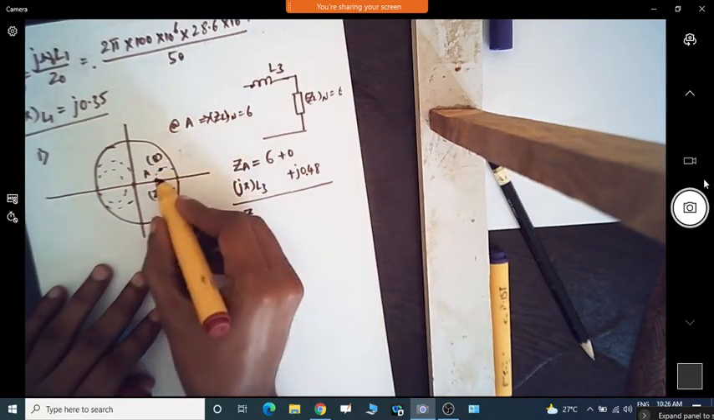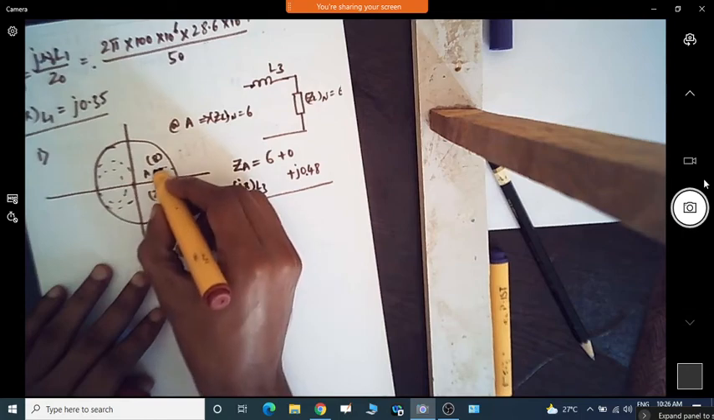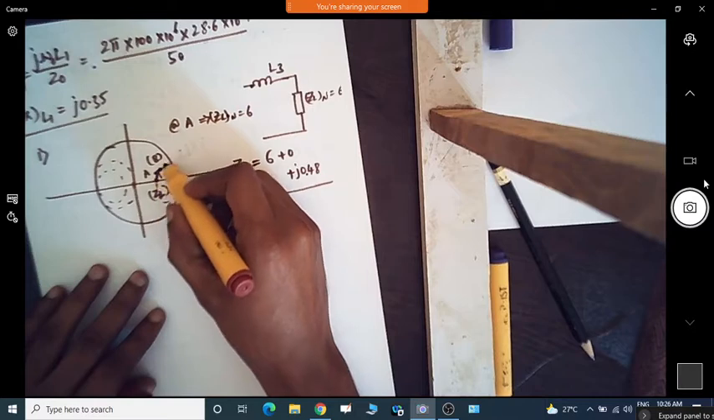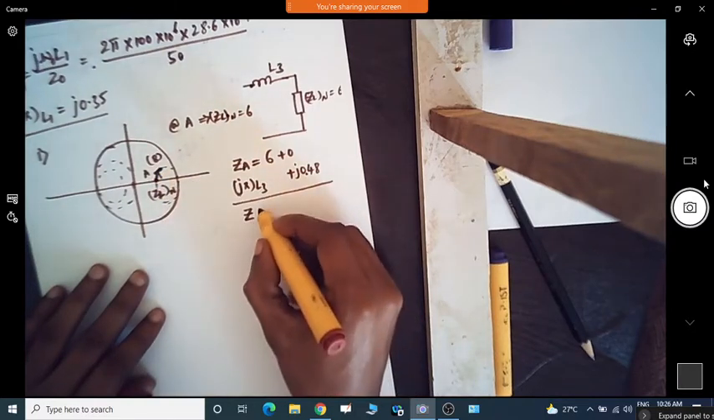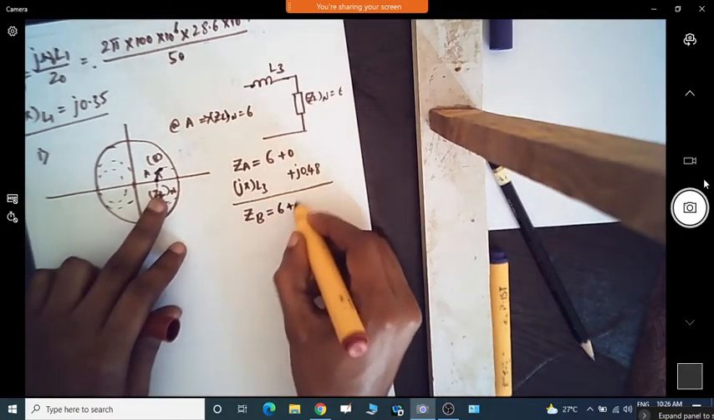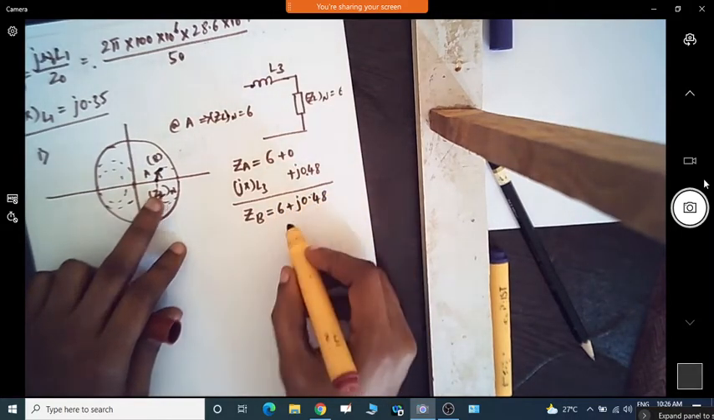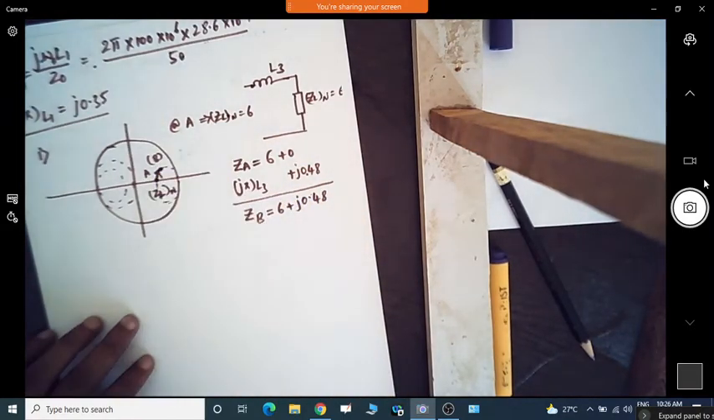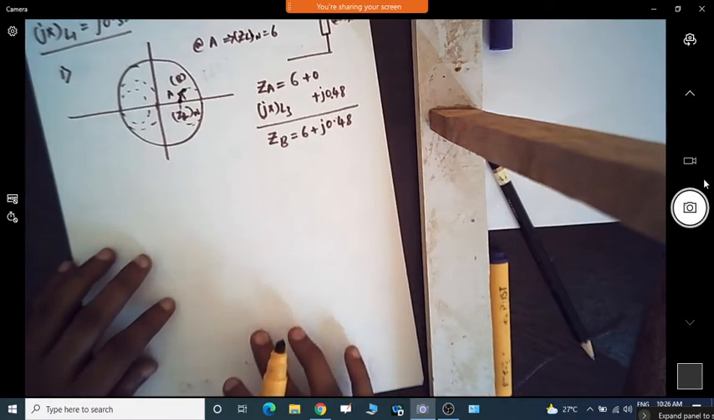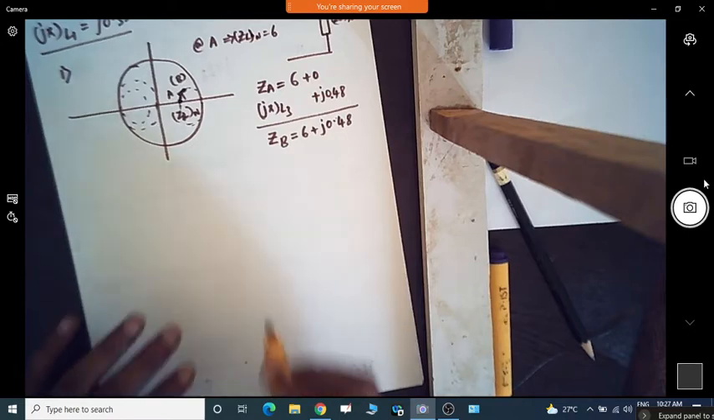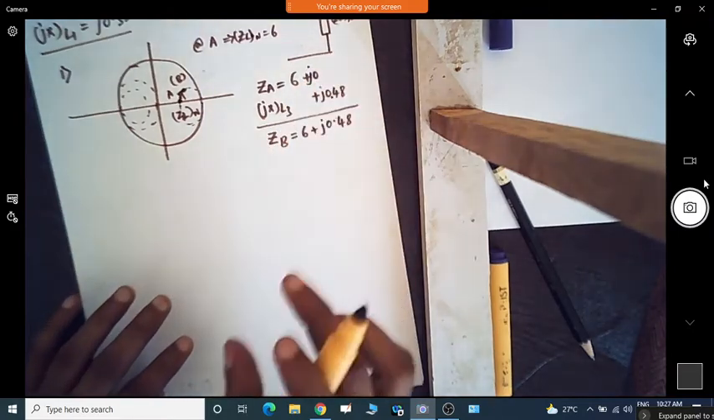After adding this much reactance, we are moving this much reactance on the resistance circle. After adding, you will get point B, where we have added this reactance, that is 6 plus j0.48. You will get this value at point B. Now this is the first step. Is it understood? Any doubt in this? Hello? Is it understood? Yes, sir.